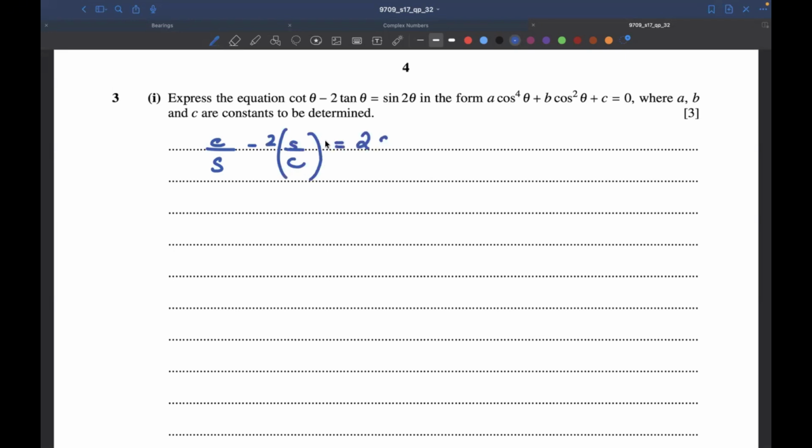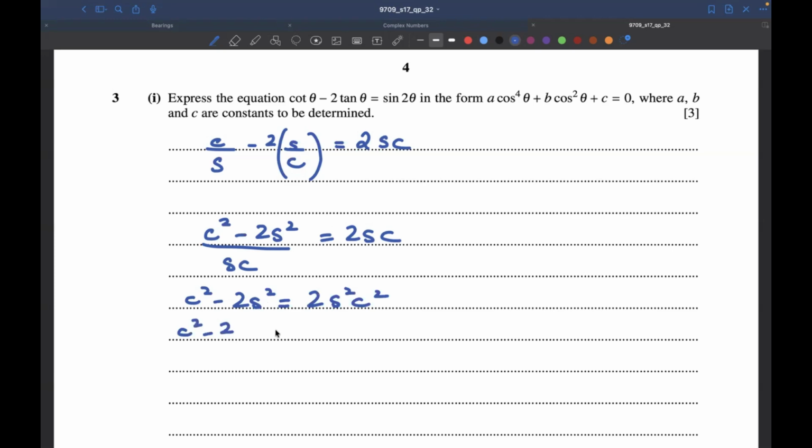So these identities are provided to us in the formula sheet as well. Now taking the LCM, we'll get (cos squared minus 2 sine squared) upon sine cos equals 2 sine cos. Cross multiplying, we'll get cos squared minus 2 sine squared equals 2 sine squared cos squared. Now in place of sine squared, we can write it as 1 minus cos squared.